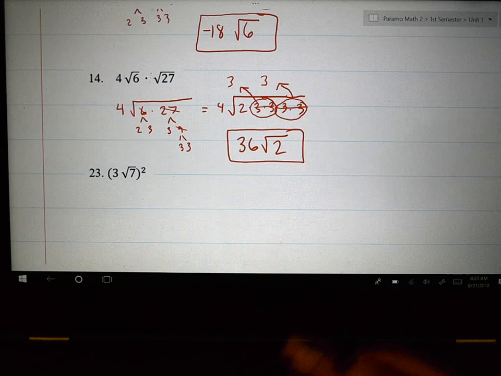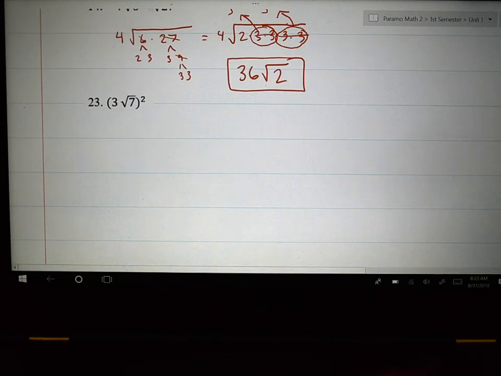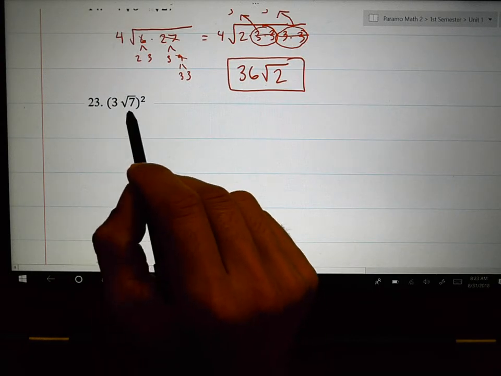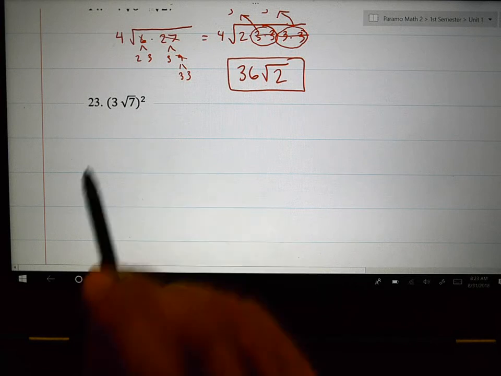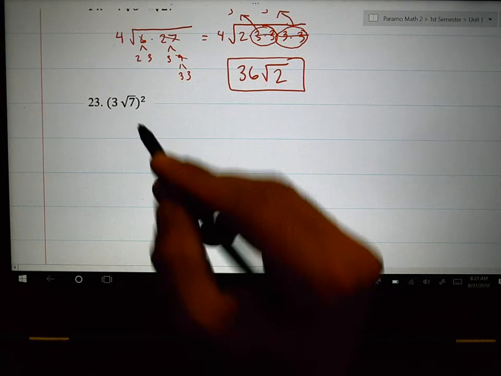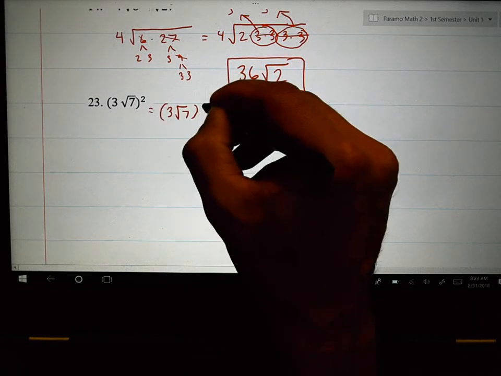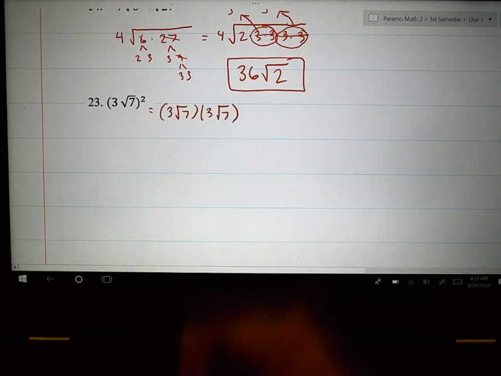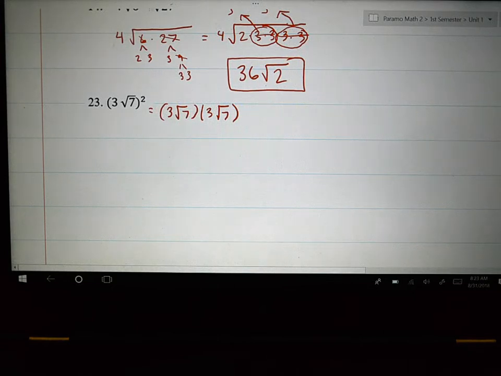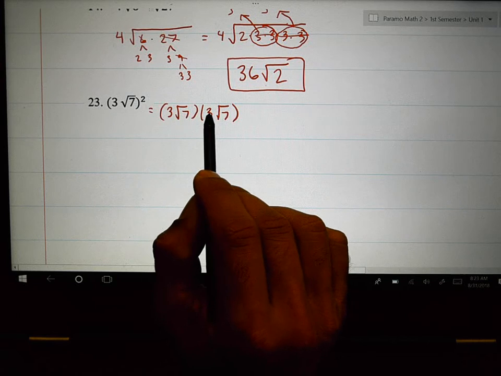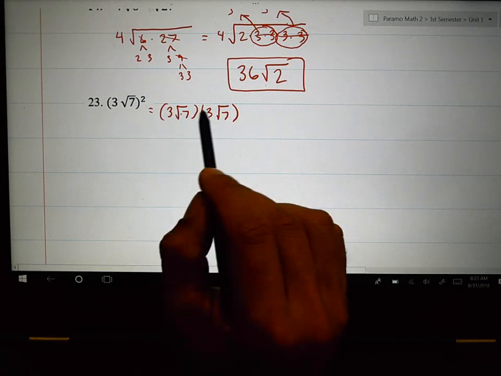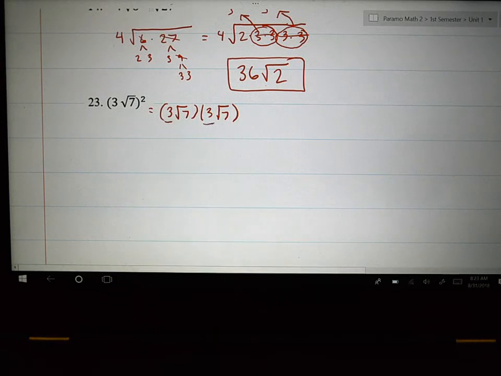Last example, number 23. I have 3 root 7 squared. What I want you to remember is when you see this squared, it means the same thing as 3 root 7 times another 3 root 7. 3 root 7 times 3 root 7. Insides multiply insides, outsides multiply outsides. The 3 and the 3 are outside. I would multiply those two outsides first. 3 times 3.